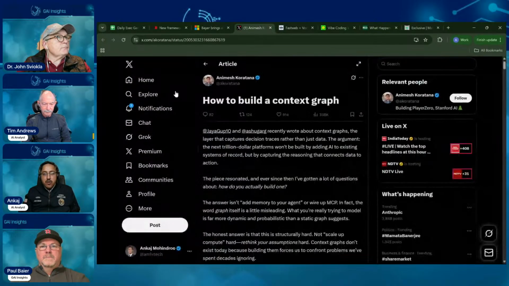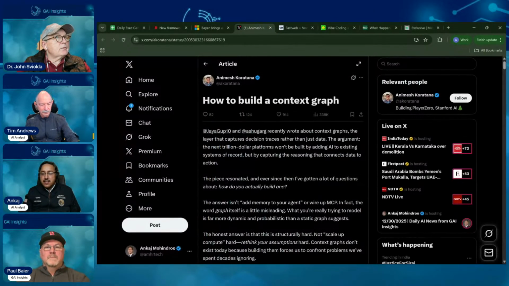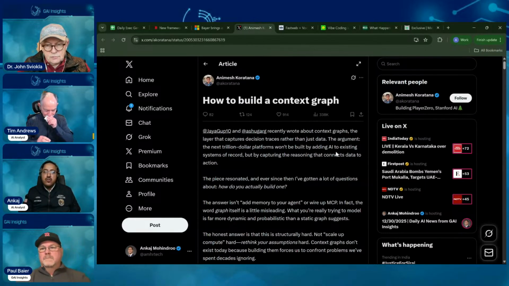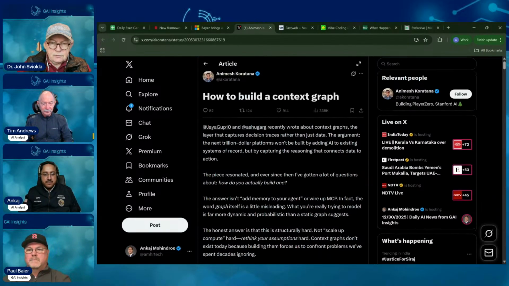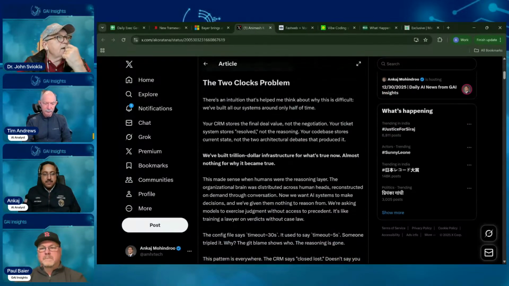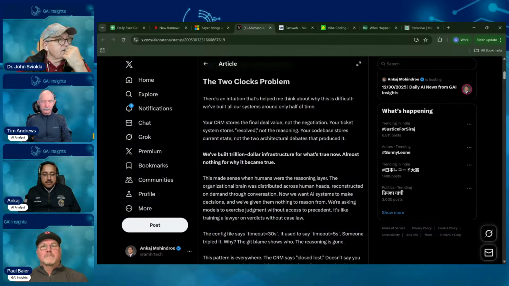The next is a follow-up article to the one that we discussed yesterday about the trillion-dollar opportunity in context graphs, and this one talks about how to build a context graph. Yeah, this actually goes, I think, deeper than simply building a context graph, right? I'm thinking of the wrong one. Tim, go.